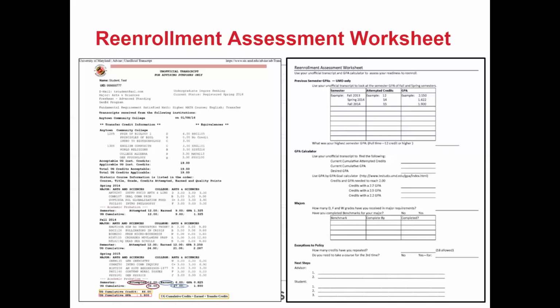Do they need any exceptions to policy is the next thing. How many credits have they repeated? There are only 18 credits allowed to be repeated here at Maryland. Do you need to take a course for a third time? Students are allowed to repeat a course or take a course twice. If they need to take it for a third time, that is an exception to policy.